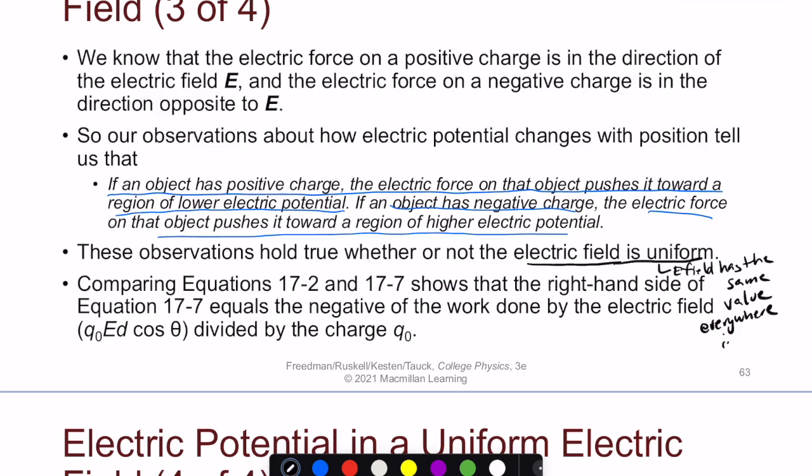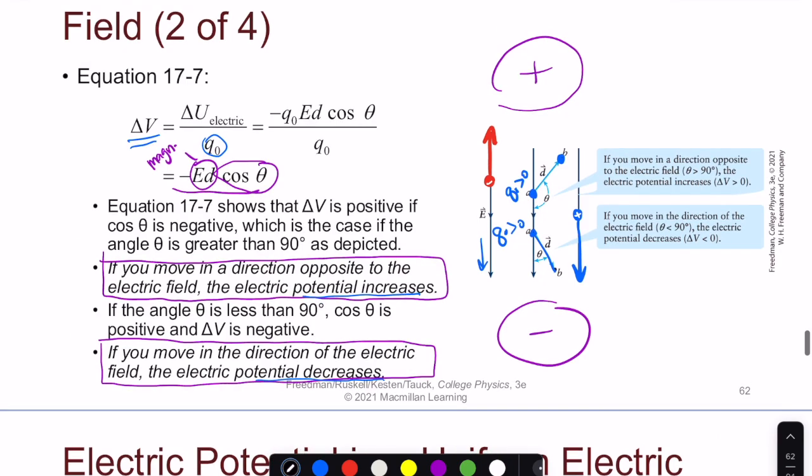That's what uniform means. Okay, so like in this picture, the E field right here is 10, the E field right here is 10, the E field right here is 10, the E field right here is 10. That's what uniform means.